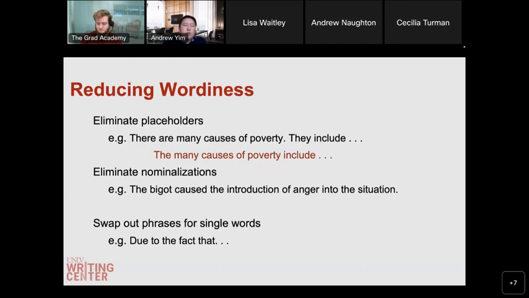So let's try the second one here. This one is called eliminate nominalizations, but let's try the second example. The sentence here says, the bigot caused the introduction of anger into the situation. By trying to eliminate a nominalization, how can we make this sentence a little bit shorter? I'll give you maybe 30 seconds to a minute to write a response, and then we'll see what we come up with.